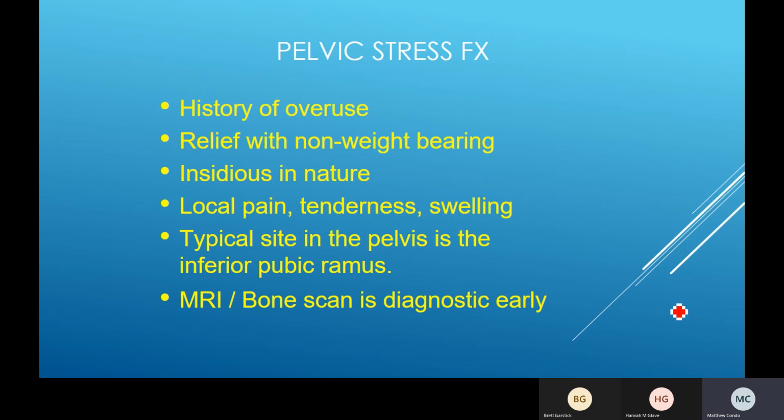When it comes to stress fractures, the pattern is going to be overuse, right? We're going to see this a lot in folks that increase training a bunch all of a sudden. If they get off their feet, go into a non-weight bearing position and have relief, that could be indicative of a stress fracture. If they don't know how they got hurt, or it's very gradual in nature.